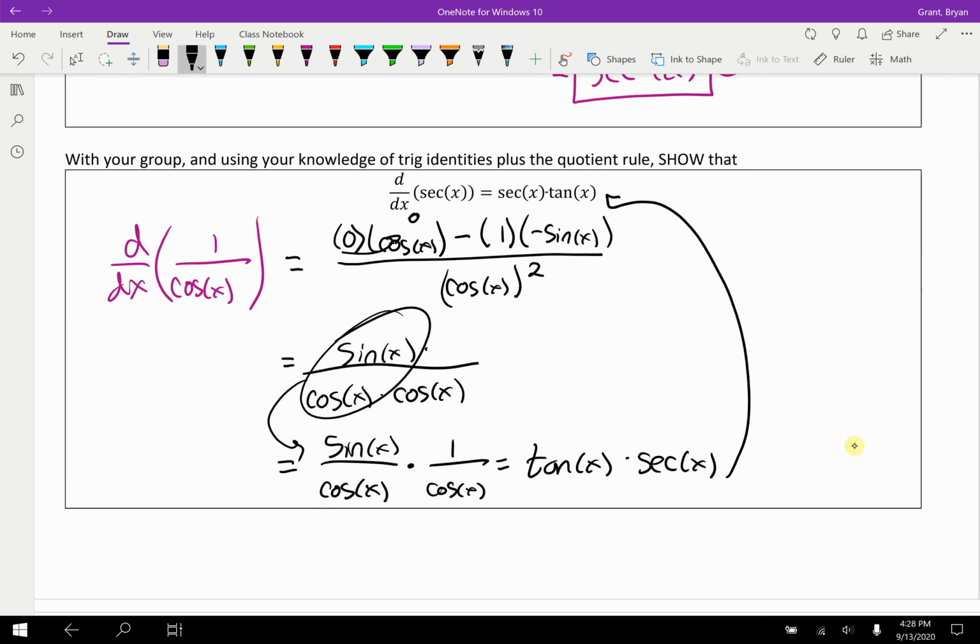It is more commonly written as secant of x times tangent of x as opposed to tangent secant, and so we can go from there. But I think we have shown a proof of how to find the derivative of secant.